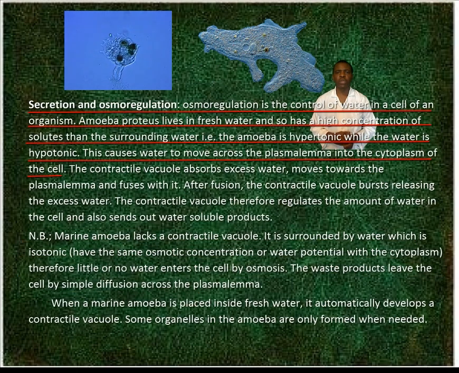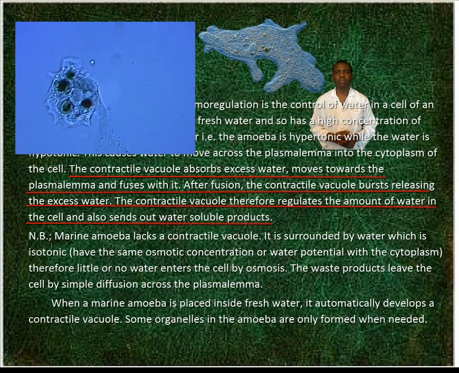Excretion and osmoregulation. Osmoregulation is the control of water in the cell of an organism. Amoeba proteus lives in fresh water and so has a higher concentration of solutes than the surrounding water. That is, the amoeba is hypertonic while the water is hypotonic. This causes water to move across the plasmalemma into the cytoplasm of the cell.